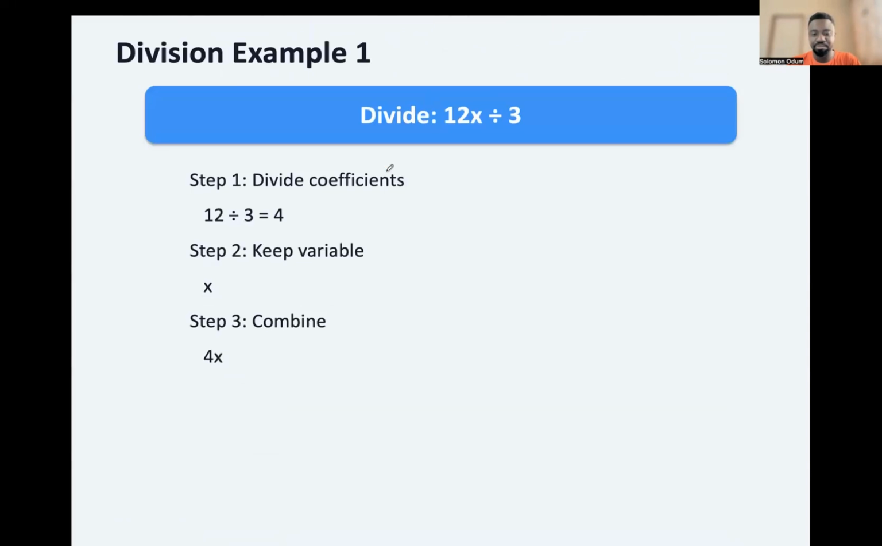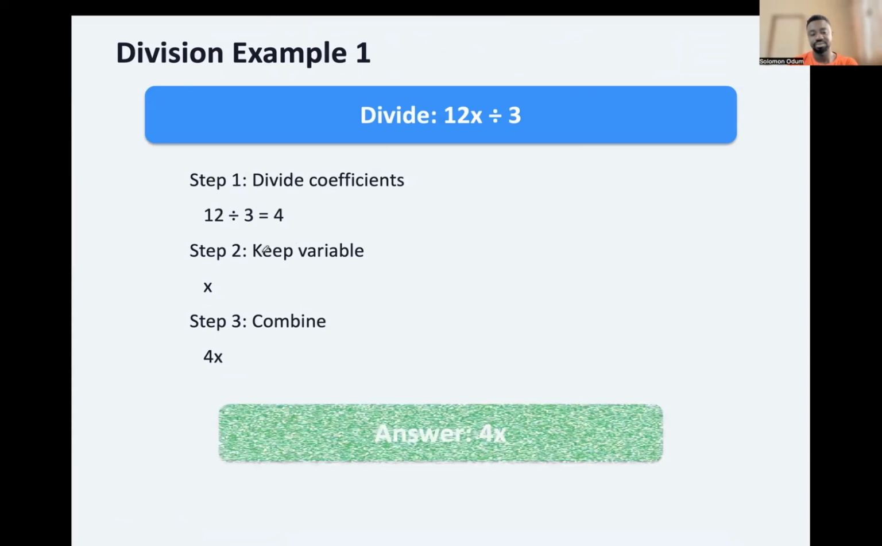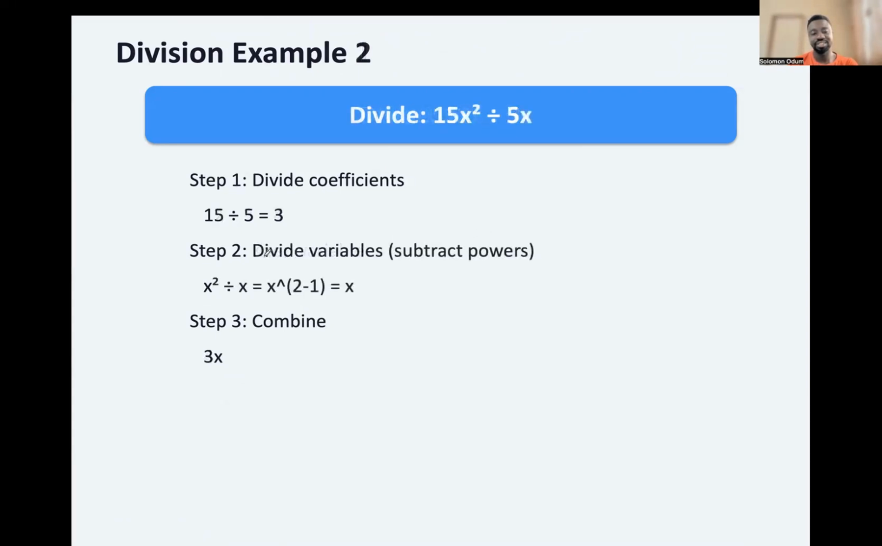For example, divide 12x by 3. First, you divide the coefficients: 12 divided by 3 makes 4. Then we keep the variable, which is x. We bring them together: 4x. It's very simple. So the answer is 4x.